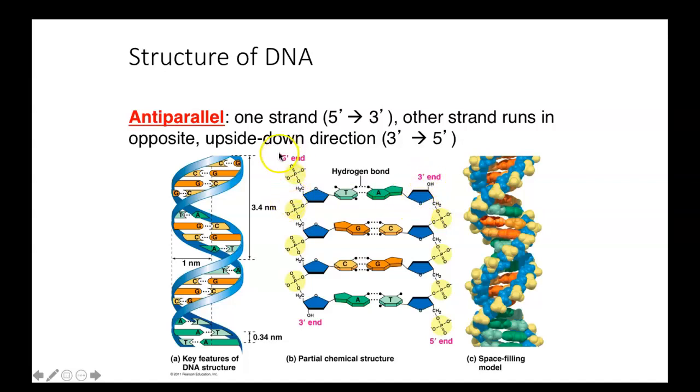So the phosphate group is on the 5' end, the hydroxyl group is on the 3' end, and anti-parallel means that the 2 strands are running counter to each other, and because of the negative charges on the phosphates, it's going to cause a wrapping. So the anti-parallel running counter to each other is going to cause a wrapping, and that's what the double helix comes from.